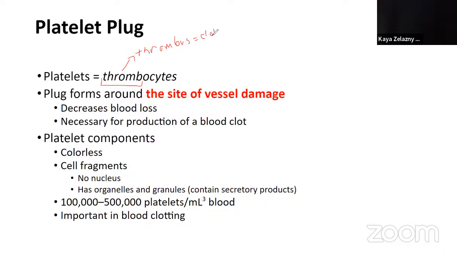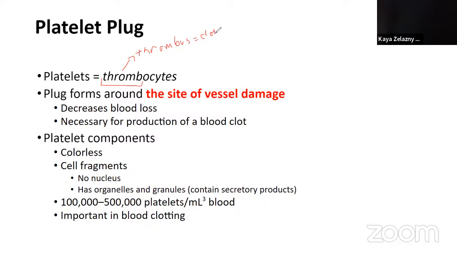Thrombus is a blood clot. So there are cells that start this process of making a thrombus, of making a blood clot. The first part of this process is that we're forming this plug around the place where we damage the vessel. So we're going to see that there are different molecules that are going to be released by the cells in response to the vessel damage, which are going to make that endothelial layer sticky.